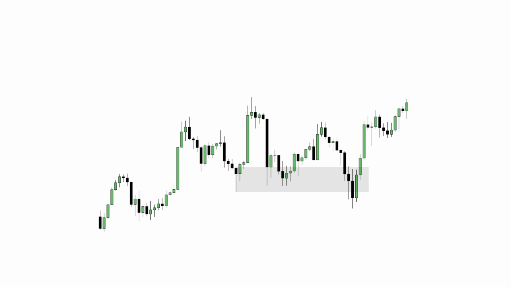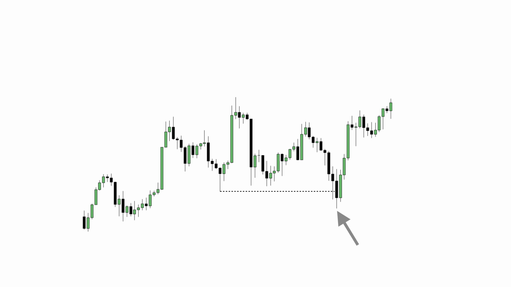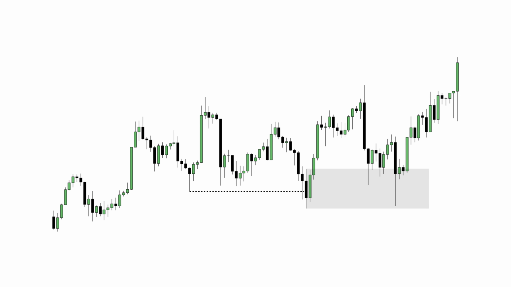Some retail traders understand this. Instead of buying when the typical retail trader would, they wait for the market makers to make their move. Only after the liquidity has been taken do they enter the buy. This is known as a liquidity sweep entry. And instead of complicating it like most people do, I'll show you 3 different ways to trade liquidity sweeps and when to use each one.